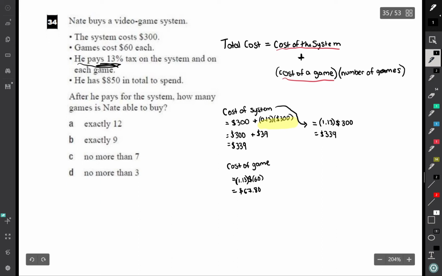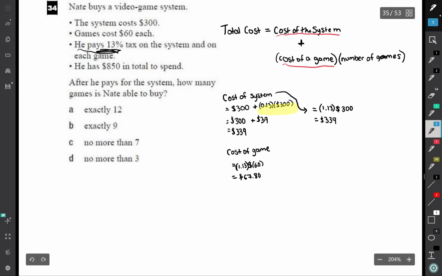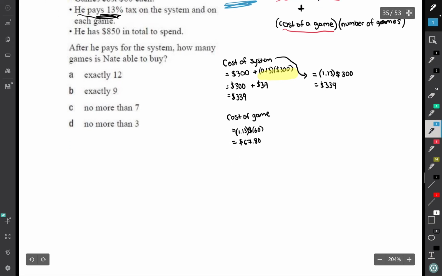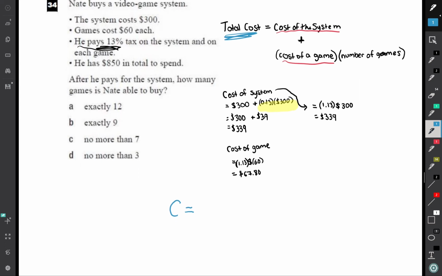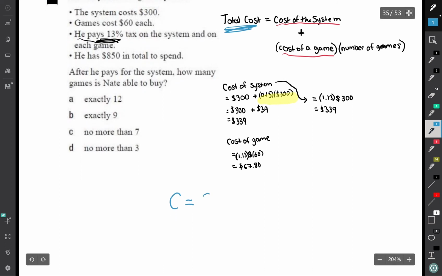Good. So let's go back to the equation that we had right up here, the total cost equation. Let me just use C for cost now. So cost is equal to the cost of the system. Well, now I know the cost of the system. It's $339. And then plus the cost of the game. Now I know the cost of the game is 67.80. I don't need to write the zero in the equation. Times the number of games.